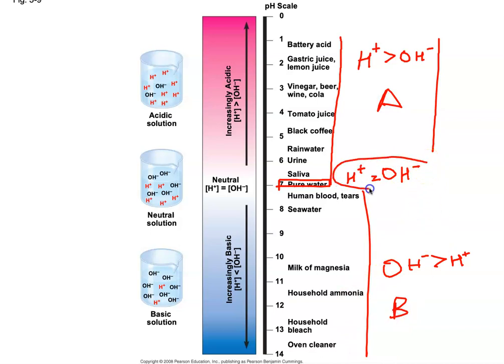Water is very unique in this situation because water is both an acid and a base. If I take H2O and I break it up, I would get equal concentrations of H plus and OH minus, a hydrogen ion and a hydroxide.